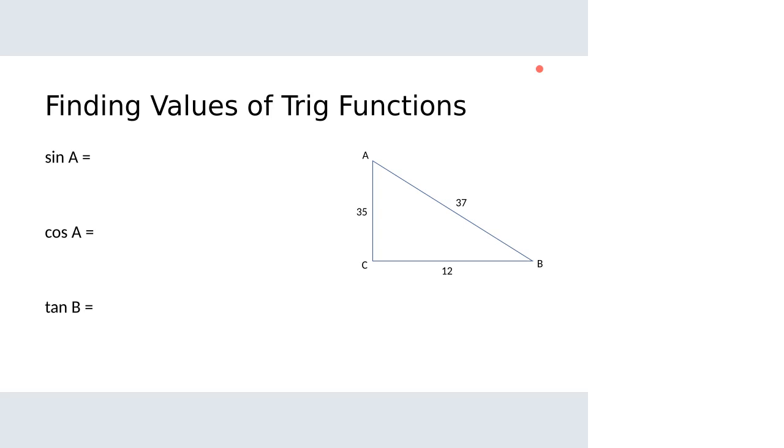In order to find the sine of angle A, we have to remember sine, which one is sine? I don't know. Wait, sine, cosine, tangent. SOHCAHTOA. The sine of an angle, the sine is opposite over hypotenuse. So the sine of angle A is opposite over hypotenuse. So I go over to my triangle and I say, okay, here's angle A.